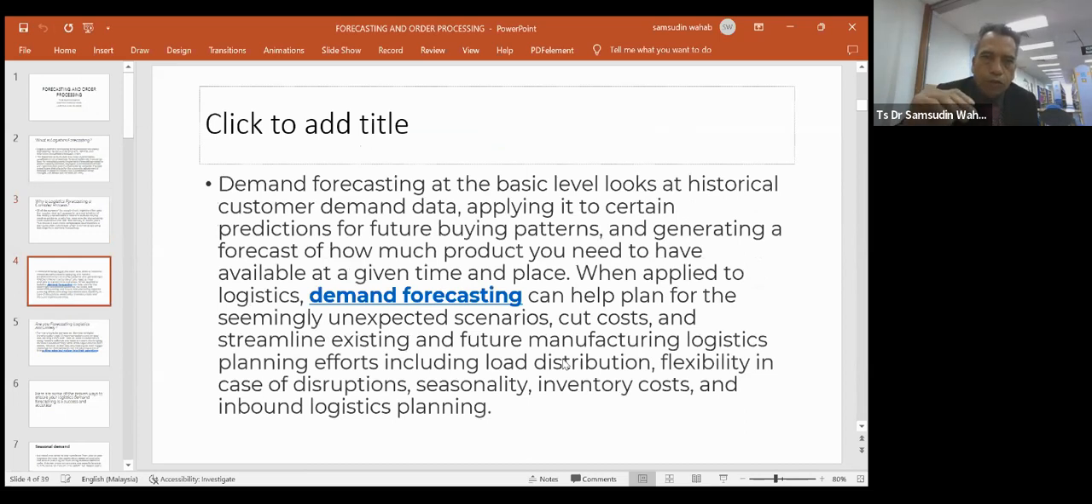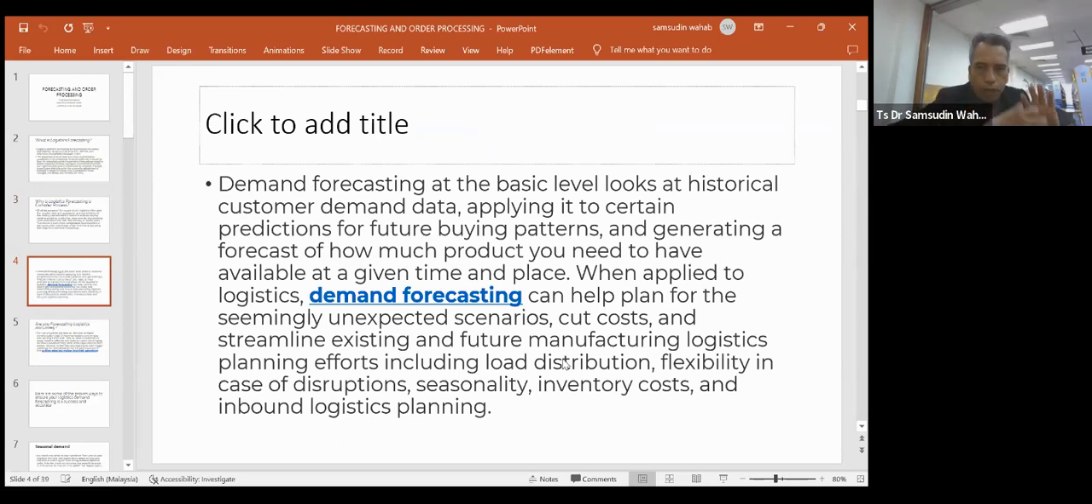Okay, so what is this forecasting about? We are going to forecast, or make assumptions, on the demand. We call it demand forecasting. This demand forecasting can help plan for seemingly unexpected scenarios.